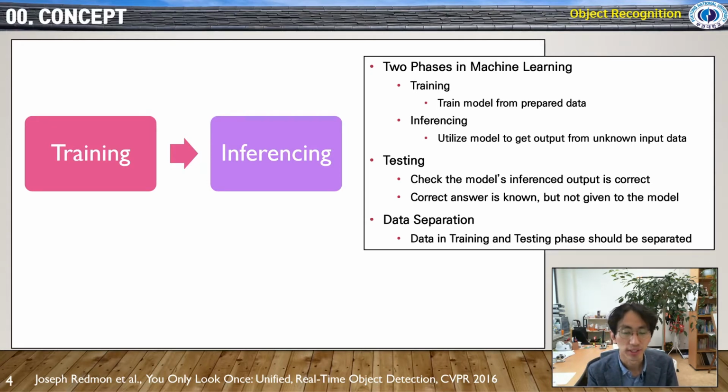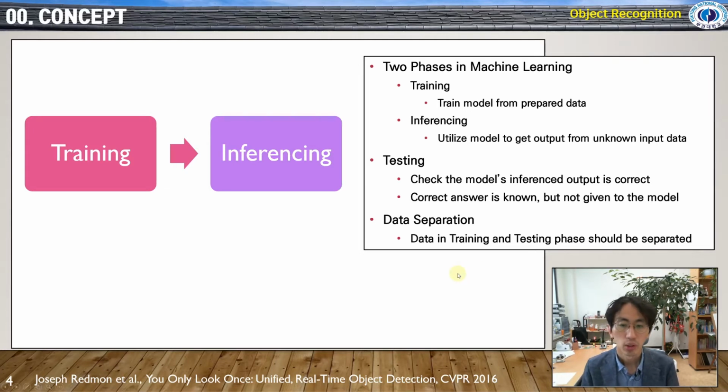And there's one more thing, testing. Testing is to check whether the inferenced output is correct or not. During the testing phase, if the inference result is good, then we say that this trained model is very good. This model is trained very well. Otherwise, we need to train once again. That is the testing phase.